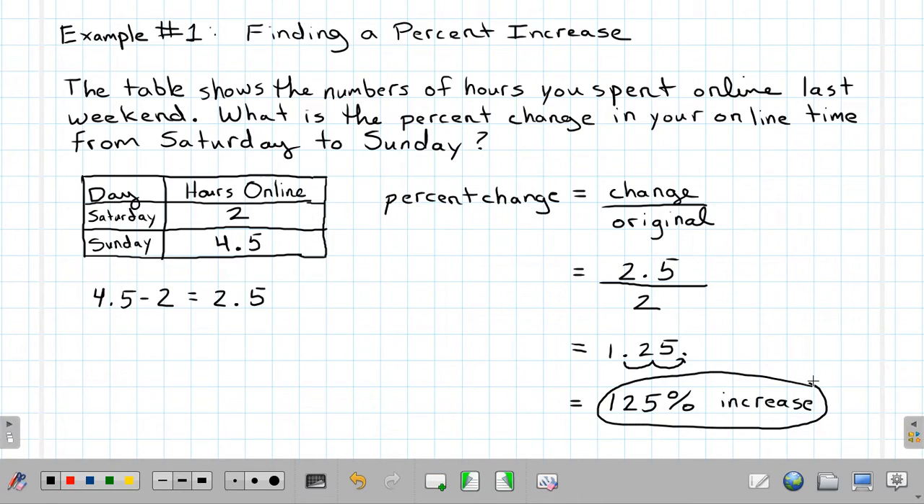So what we have here is a number starting off at 2, and we're saying that number increased by 125% to get to 4.5.